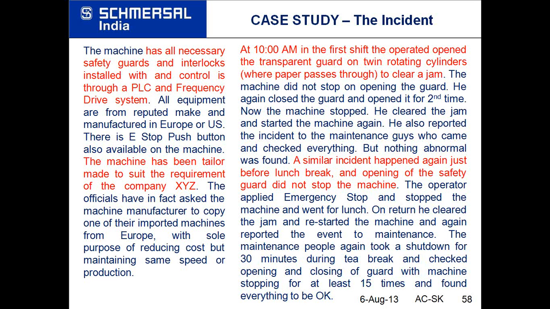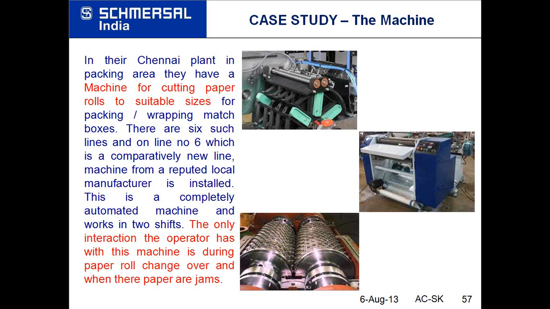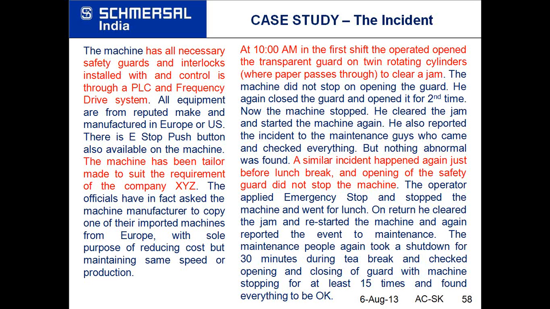the operator opened the transparent guard on the twin rotating cylinders. You can see there are twin rotating cylinders which feed the paper into the cutting area. On these pictures I have shown some cylinders. They are not exactly from the same machine, but I have tried to show you what kind of cylinders it could be. The operator opened the guard to clear a jam in the twin rotating cylinders where paper passes through. There was a jam, and at 10 a.m. the operator opened the safety guard.